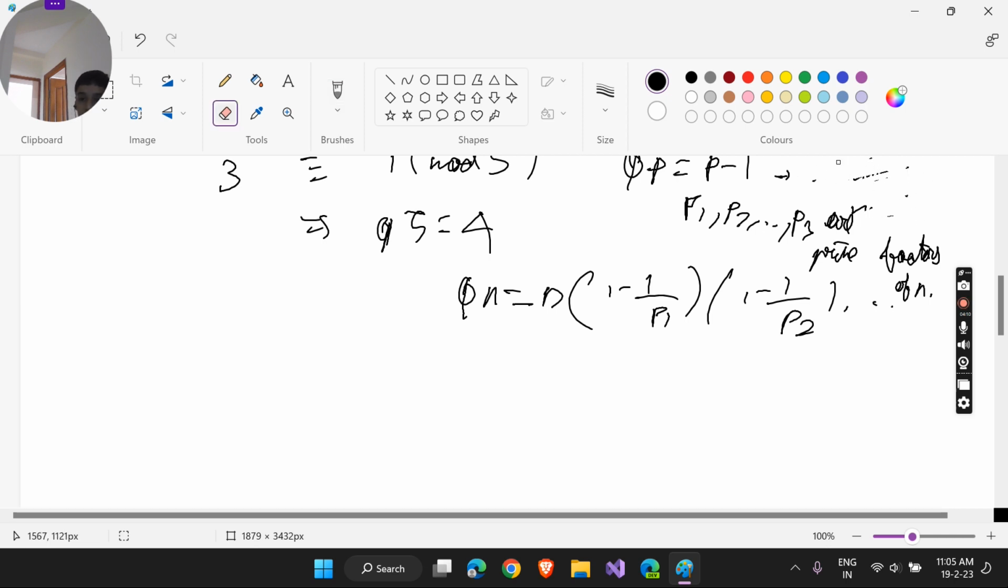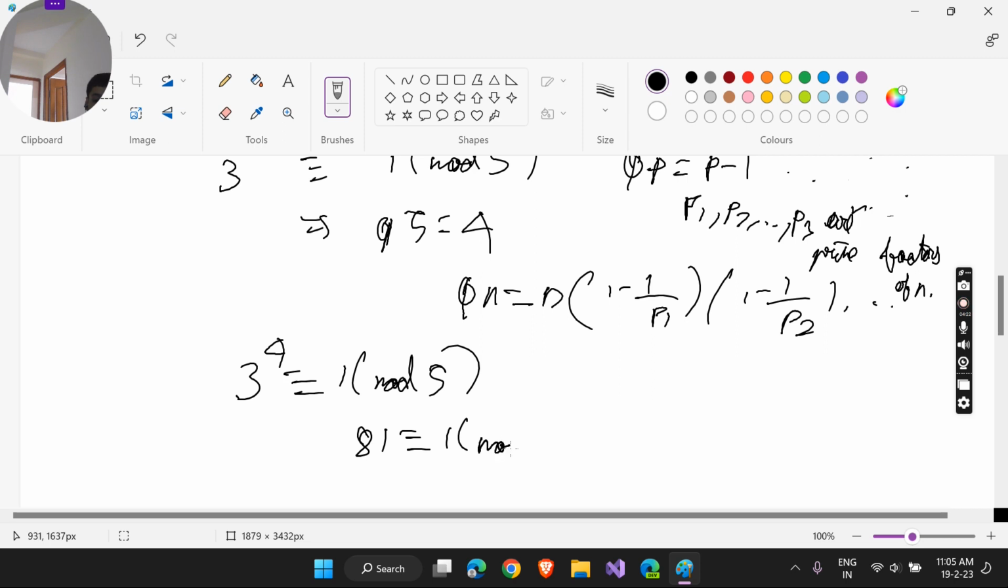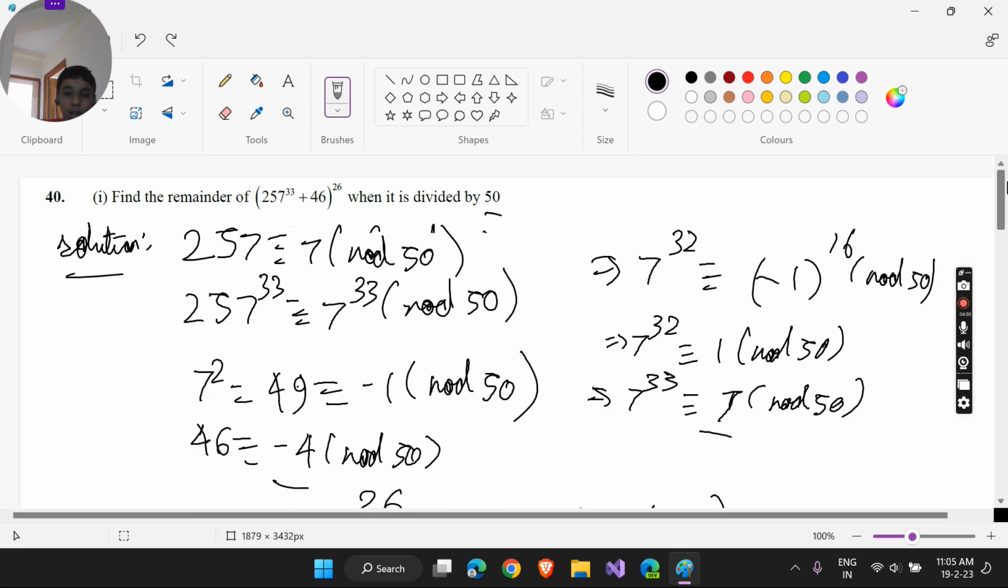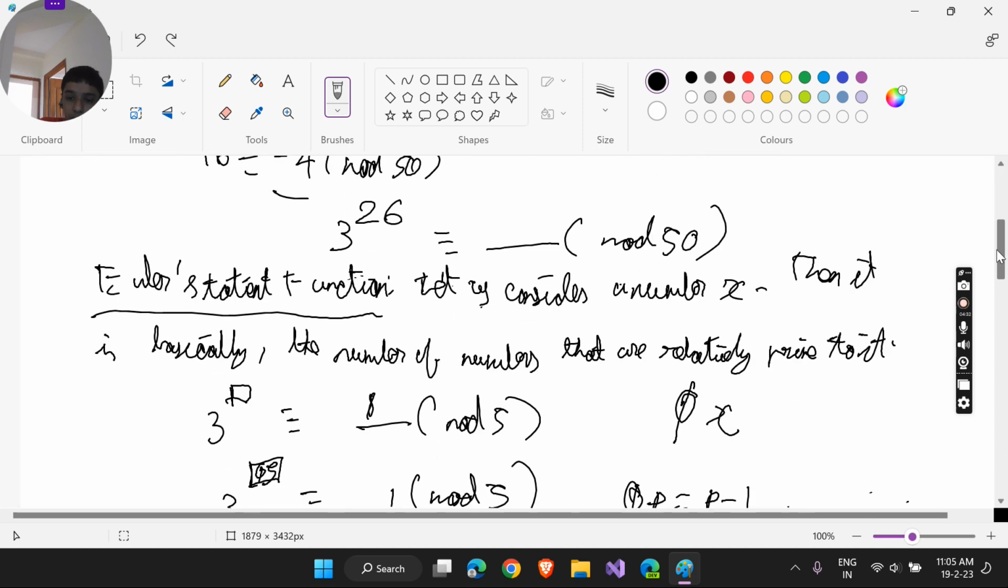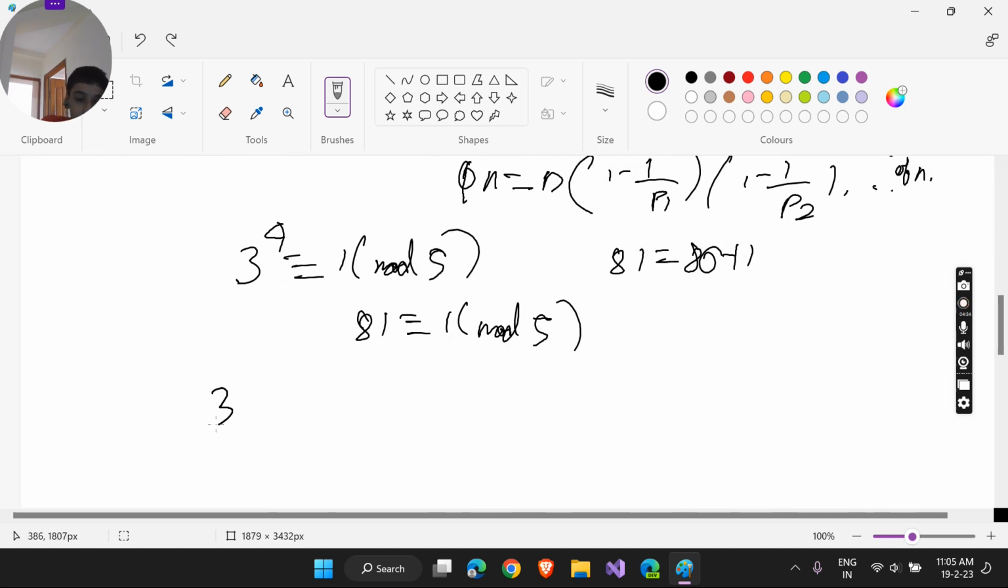So I'm not going to show this, so I close this off. So now let's go back. So 3 to the power of 4 will always be congruent to 1 mod 5. That is, 81 is congruent to 1 mod 5, since 81 is equal to 80 plus 1. So now we go back to the problem. Now they were asking 3 to the power of 26 is congruent to what mod 50.